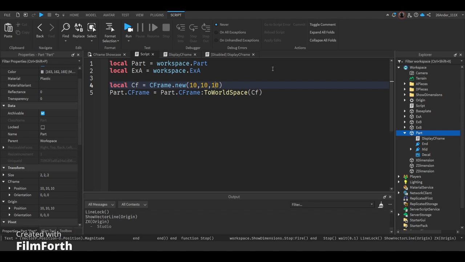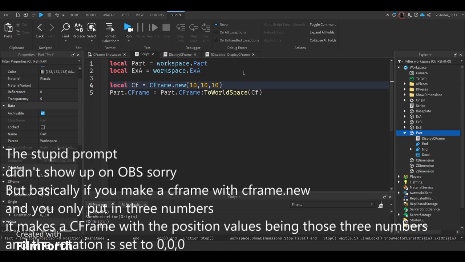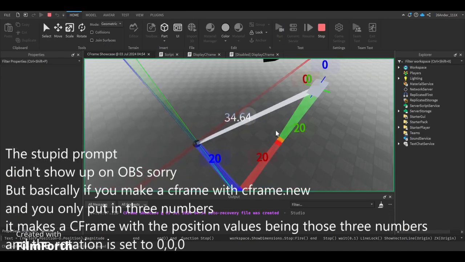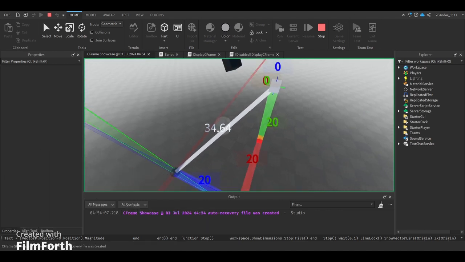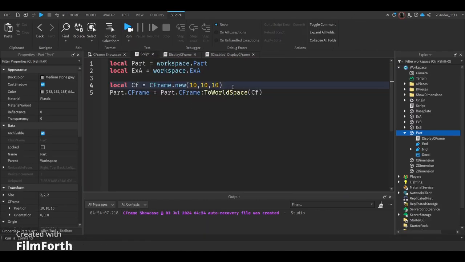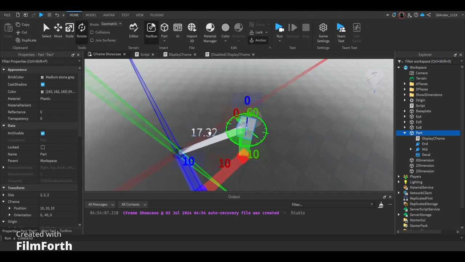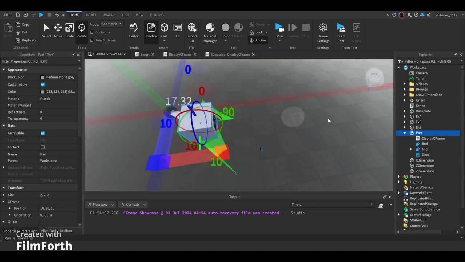If you look up here, if you just add 3 numbers here, it will return a CFrame of a position and no rotation. It doesn't mention that, but it has 0 rotation. So if I do this right here, it adds 10, 10, 10 to each position. And let's say there's an orientation. Let's say I move this 90 degrees that way.